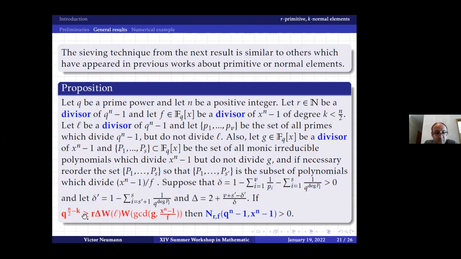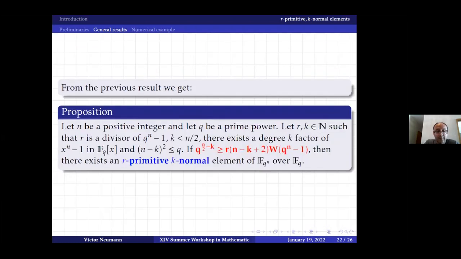But we can specialize also this condition here by choosing L equal to q^n - 1 and choosing g equal to 1 and doing some inequalities, and we get something like that, which is very general also. In fact, we need some conditions like q must be greater than (n - k + 2) squared, and the other conditions are as usual. So if this happens, we have r-primitive k-normal elements.